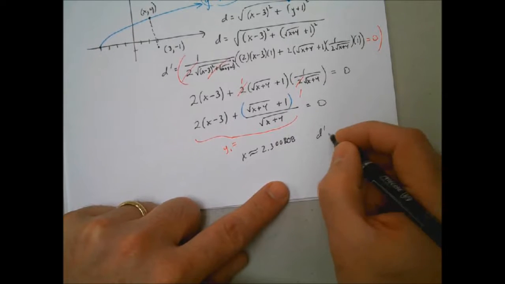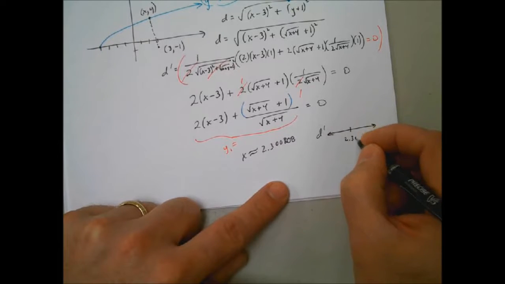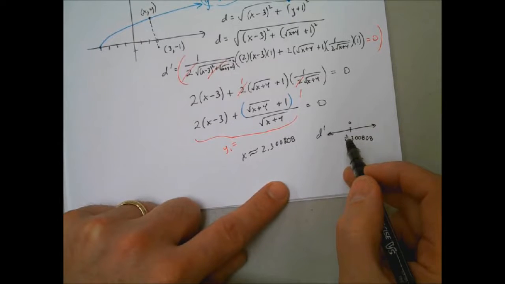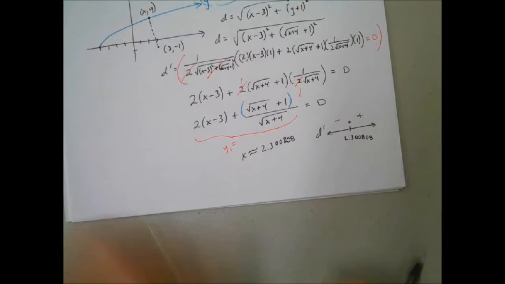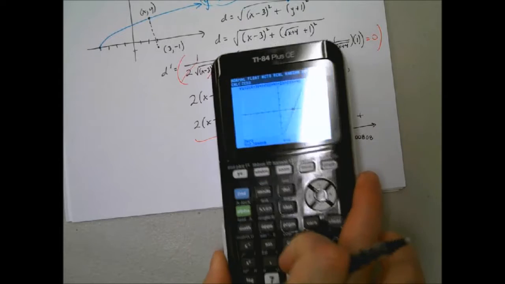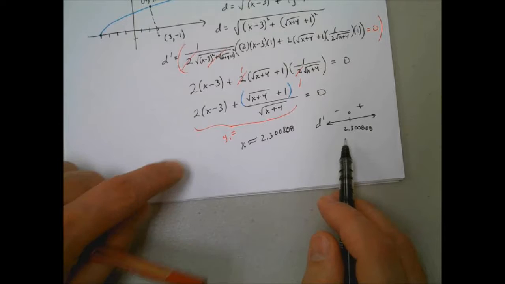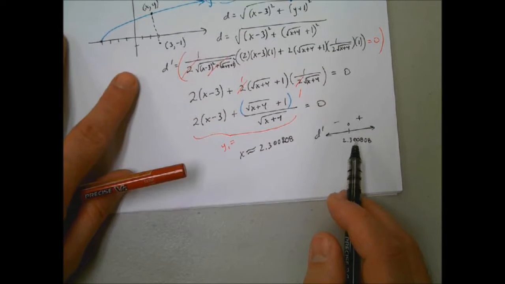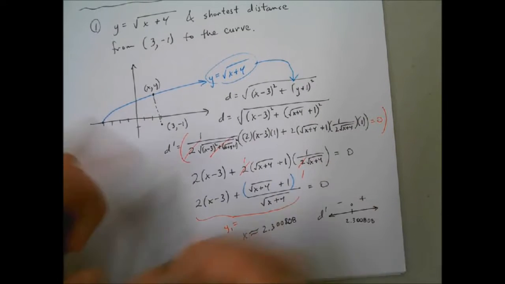If I was trying to justify it, I'd do d prime, and here's 2.300808. That's where it's equal to 0, and I'm trying to show a minimum, so it should be going from negative to positive. By the way, look at my derivative. It's going from negative to positive. Okay, anyway, so if I wanted the distance, now take this value and we're going to plug it into where I have the distance with just the x's.